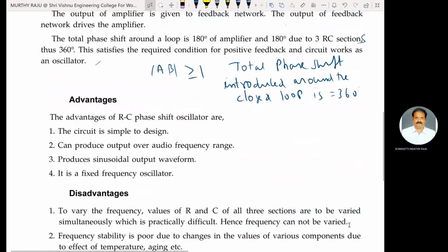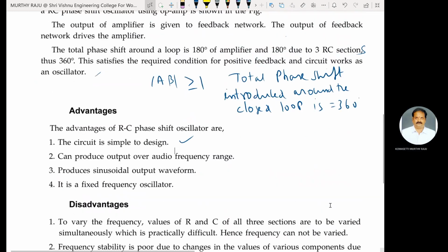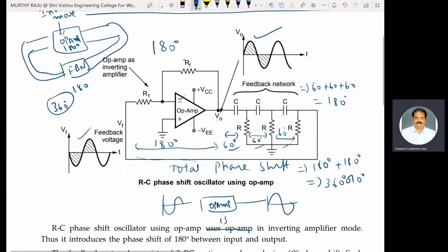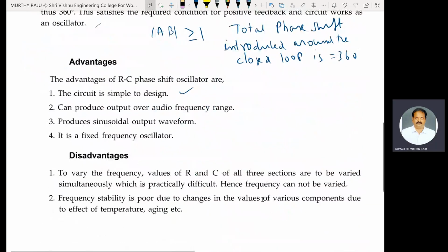Advantages. The circuit is simple to design. Three identical RC sections are used with one op-amp, one feedback resistor, R1, RF, and two power supplies. Can produce output over audio frequency range.